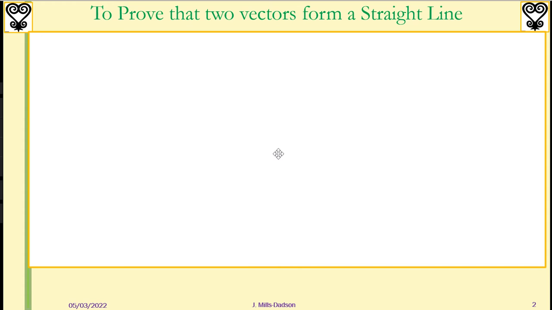This is lesson 4 on vectors, proving that two vectors form a straight line. I would recommend that you watch lesson 3, proving that two vectors are parallel to each other, because some of the ideas will be brought into this lesson as well.